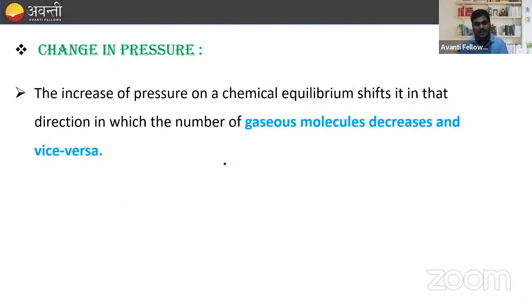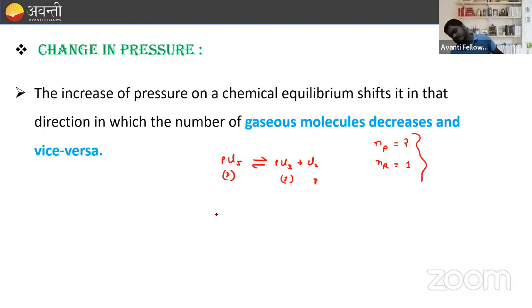For example, this is PCl5. This will dissociate into PCl3 plus Cl2 gas. So these all are gaseous. Now, consider an increase of the pressure. On which side will the number of moles be more? Obviously, on the product side we have 2 moles, and on the reactant side we have only 1 mole. So whether an increase or a decrease in pressure is a good condition for this particular reaction.